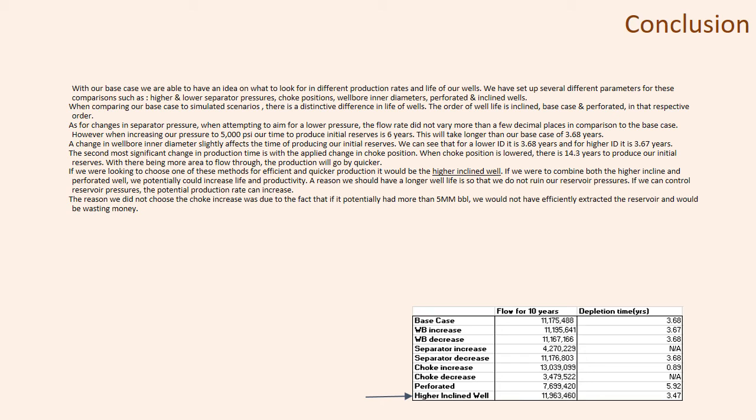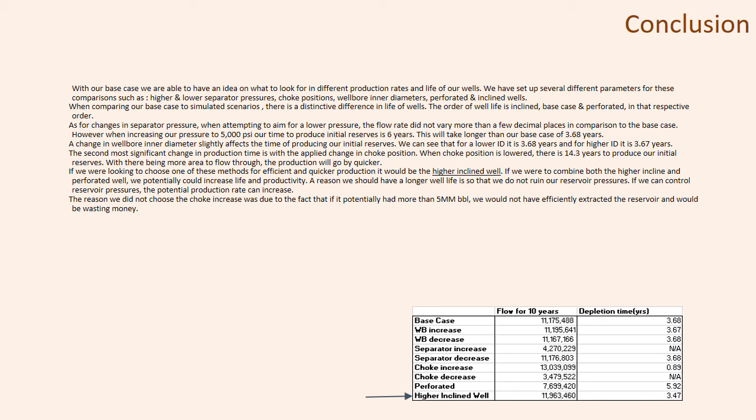As for changes in separator pressure, when attempting to aim for a lower pressure, the flow rate did not vary more than a few decimal places in comparison to the base case. However, when increasing our pressure to 5,000 psi, our time to produce initial reserves is 6 years. This will take longer than our base case of 3.68 years.